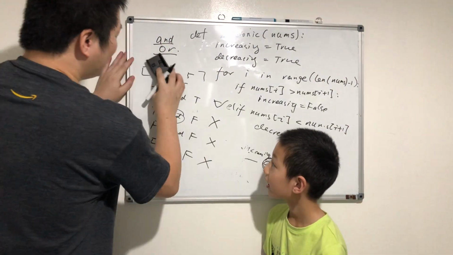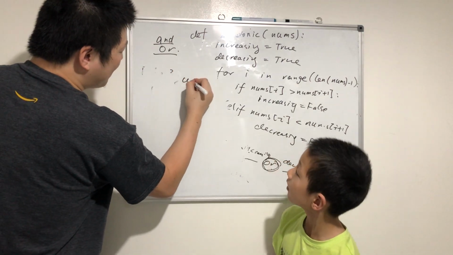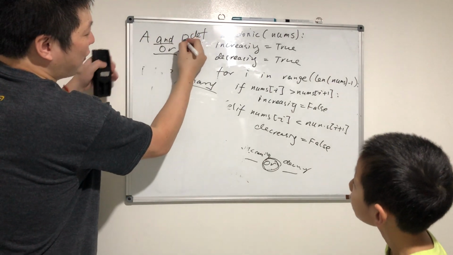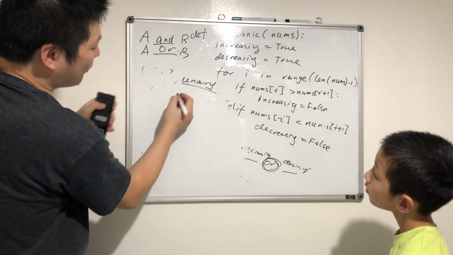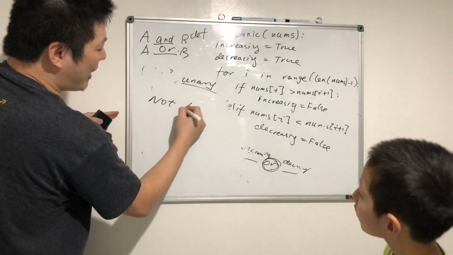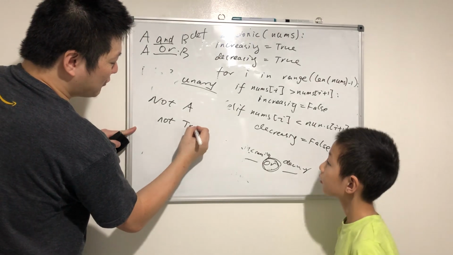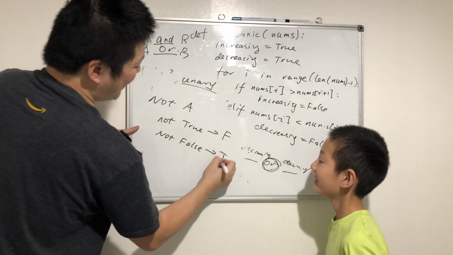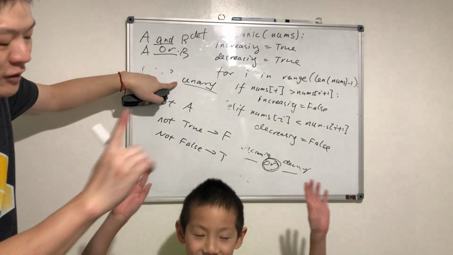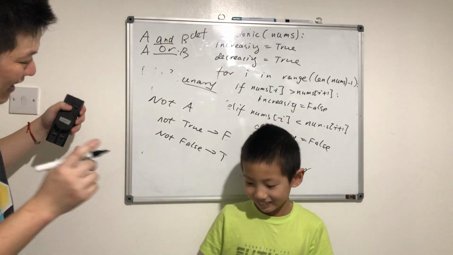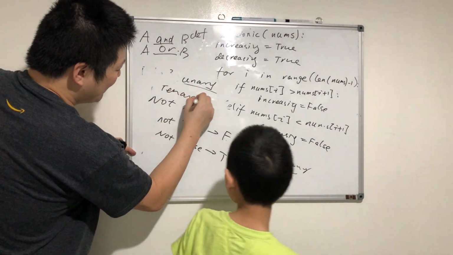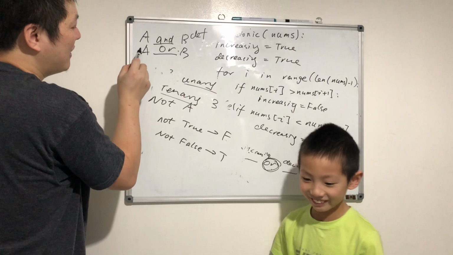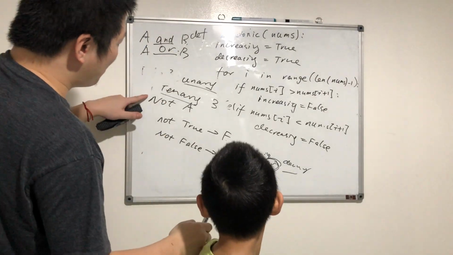And how about not? Not is singular, it's a unary operator. Or is binary, you require two things, A and B. But not is just one, so not A. Not true equals false. Not false equals true. Unary is one, binary is two, and there's also ternary, which is three. We'll talk about it later, but first you need to remember these. Two, A and B, and not, are more important.